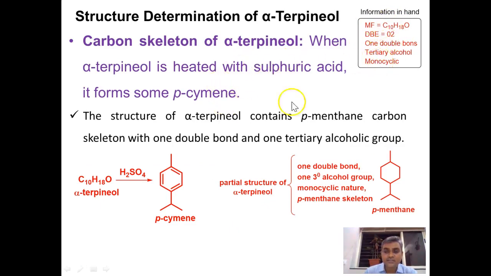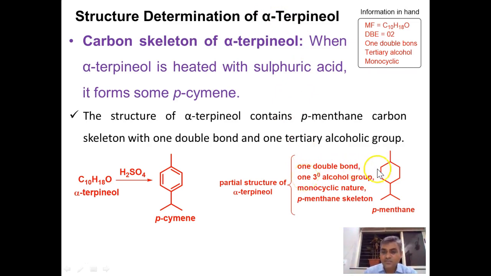Now, in the subsequent investigations, we have to find out the nature of this ring in alpha terpineol. In other words, we have to find out the skeleton structure of alpha terpineol, and for that we have a very strong chemical evidence. When alpha terpineol was treated with H2SO4, it forms parasamine, and the formation of parasamine clearly indicates the presence of a paramethane skeleton in alpha terpineol. So if in this paramethane skeleton we assign the positions of the tertiary alcohol, that is the OH group, and the position of the double bond, then we will quickly reach the structure of alpha terpineol.